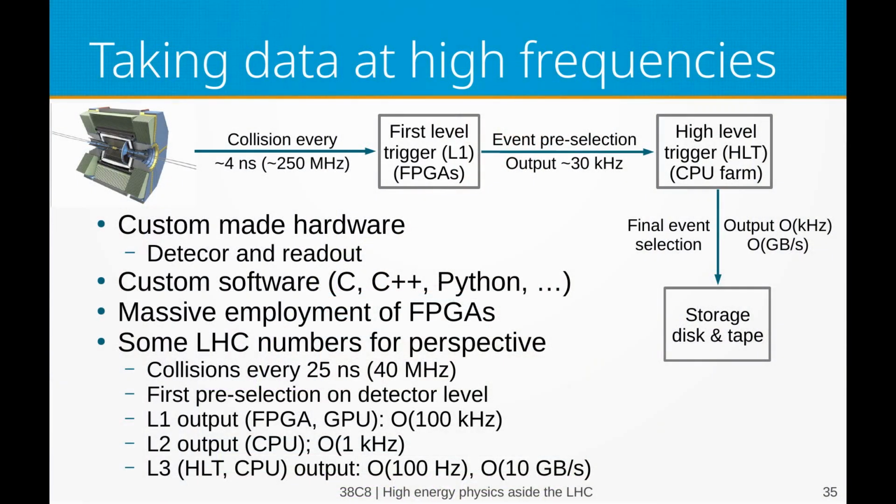So how do we take the data then? We have really high frequencies. Our electron and positron beams cross each other every 4 nanoseconds. This is 250 megahertz of frequency. Something interesting then happens roughly every 30 kilohertz.